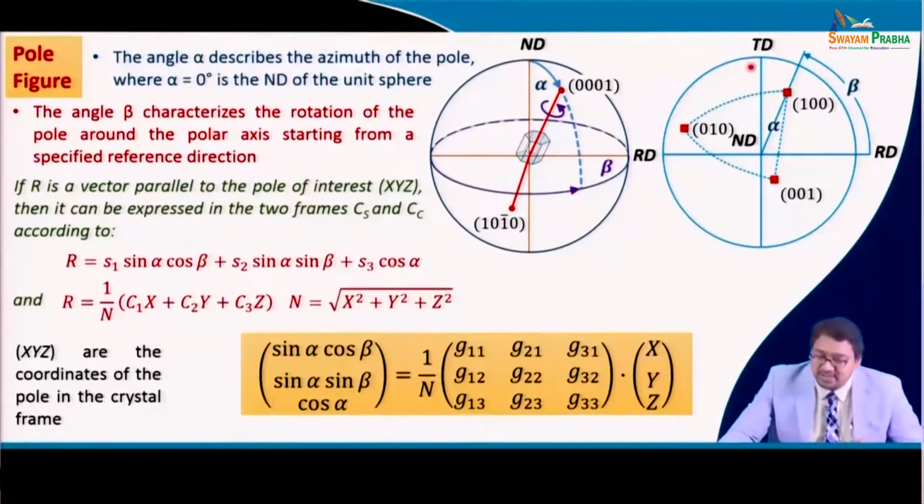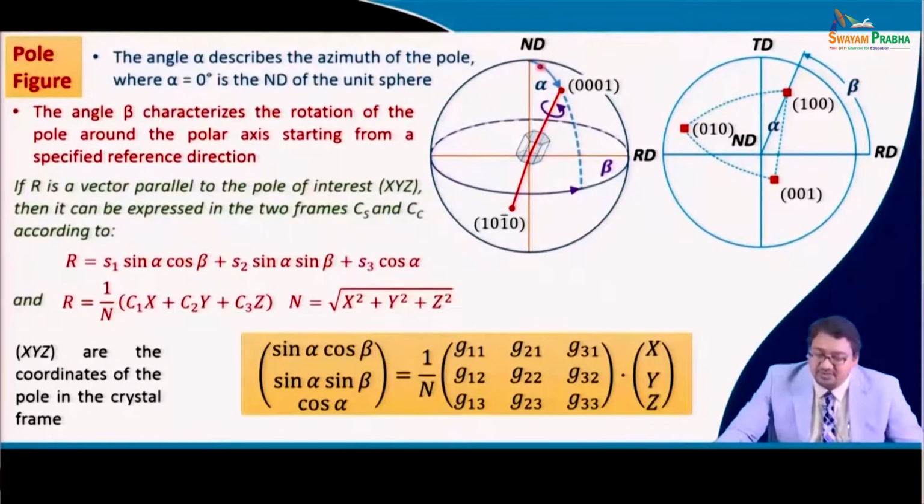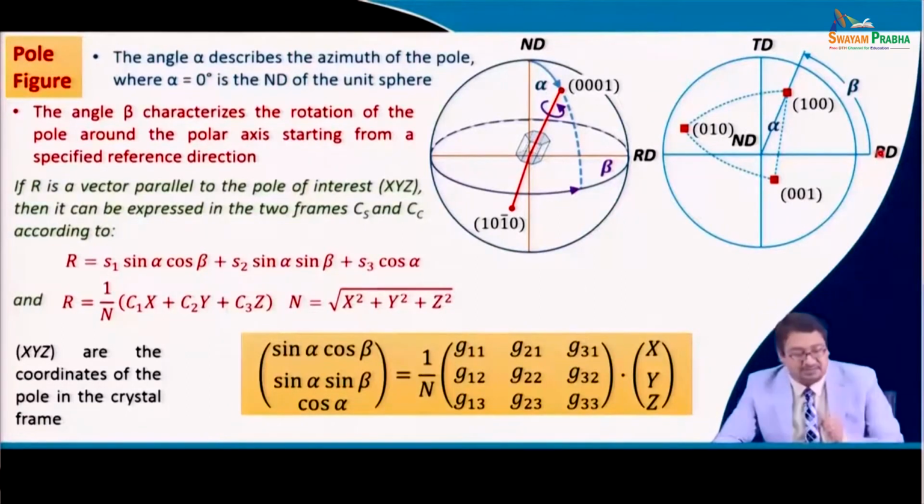This can also be shown for a cubic crystal, as shown when we are looking at the stereographic projection from ND. If we are looking from ND, then there is an important pole, which is this one, 100, any one of these 3 100, and it is at an angle alpha from ND, and then it is rotated by about a beta from the important sample reference direction RD.